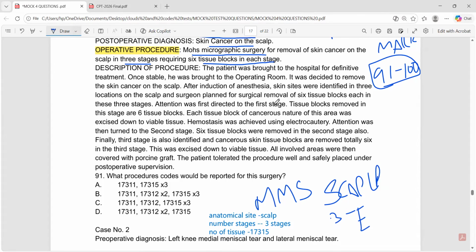Each stage has 6 tissue blocks. First stage 6, second stage 6, and third stage 6. Additional tissue block: 5 blocks were included on each stage. The additional tissue blocks: in the first stage we have 1 additional tissue block. In the second stage also we have 1 tissue block. In the third stage also we have 1 tissue block. Total additional tissue blocks are 3 tissue blocks.